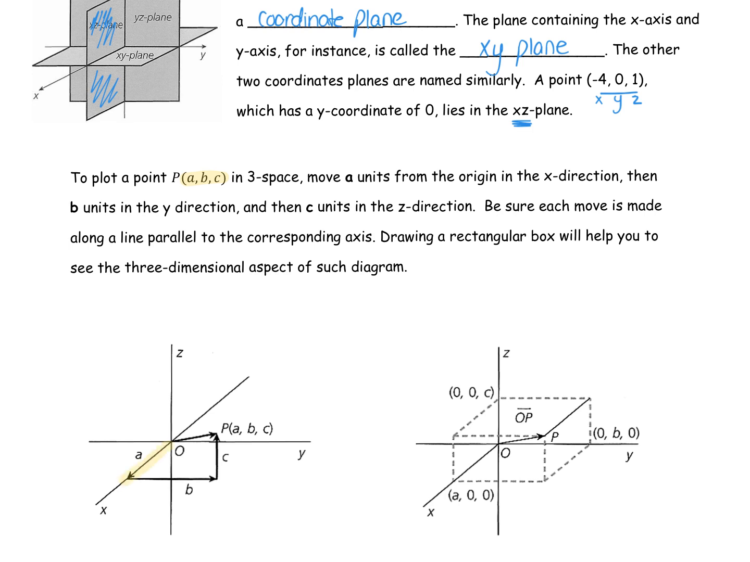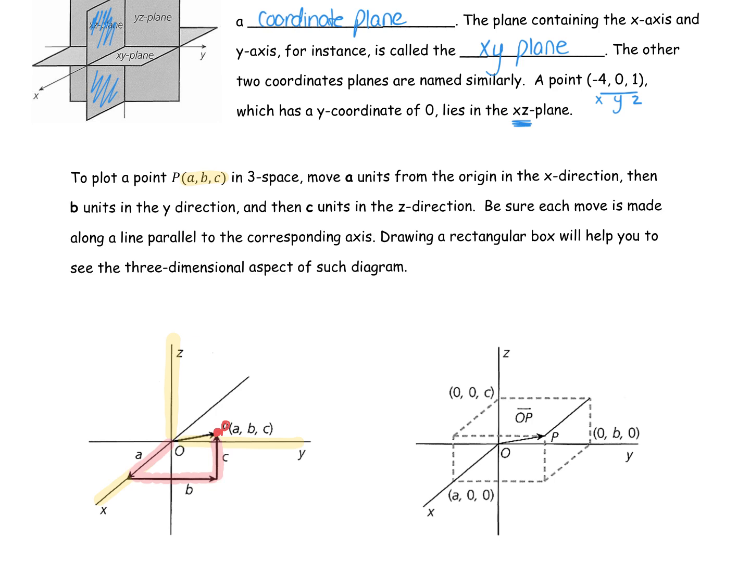So the x-axis, the positive direction is coming out at us, the y-axis is sort of to the right, and the z-axis is up. In order to plot that point A, B, C in 3-space, we're going to move A coordinates along the positive x-axis, B coordinates along the positive y-axis, and then C up, or along the z-axis in the positive direction. And that helps us to arrive at our point here, P, which is A, B, C.